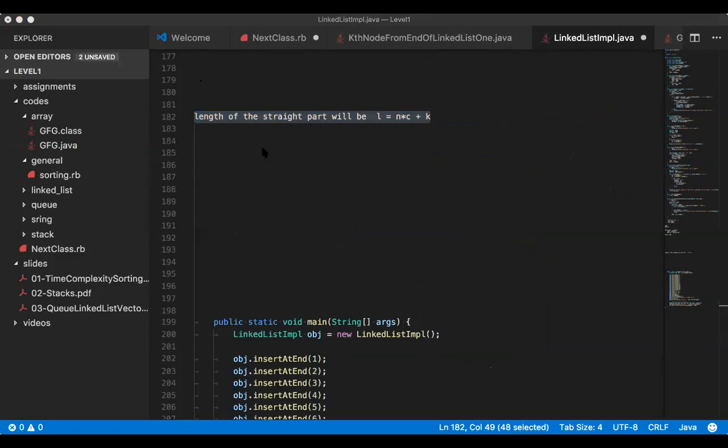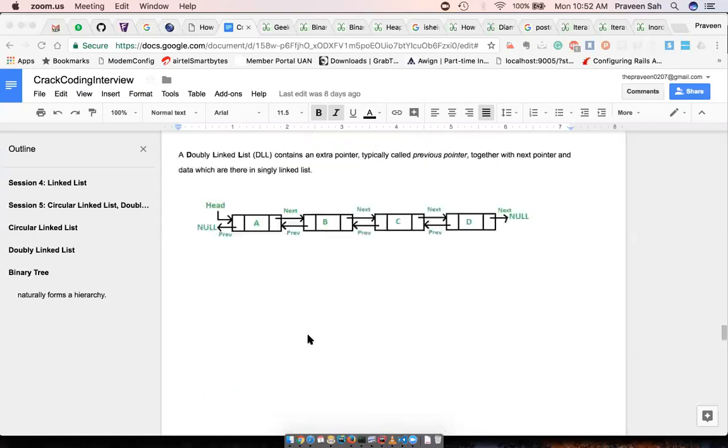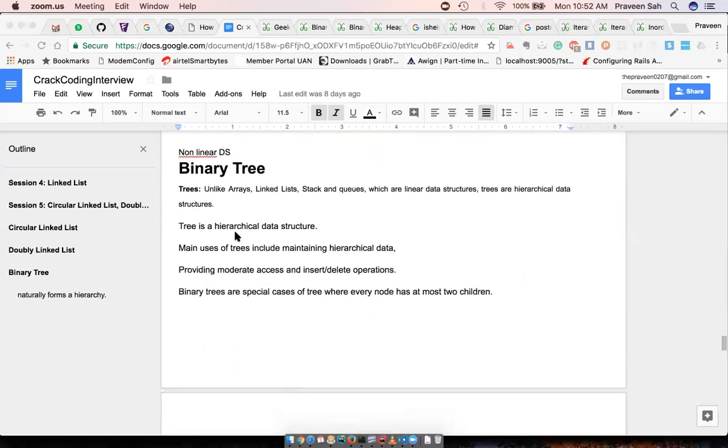So in the previous class we discussed... Can you wait just a second? Can you see the doc? Yes. Binary trees. Yeah, nice. So in the previous class, we talked about trees and what is special about these trees.